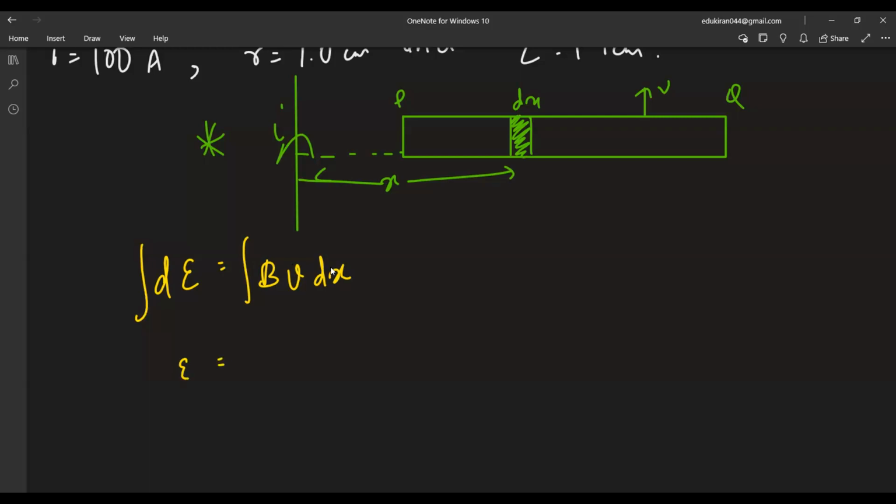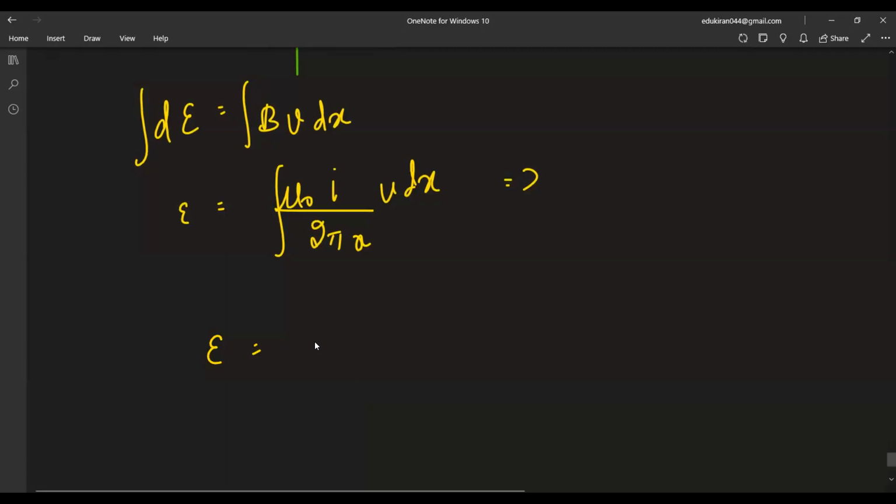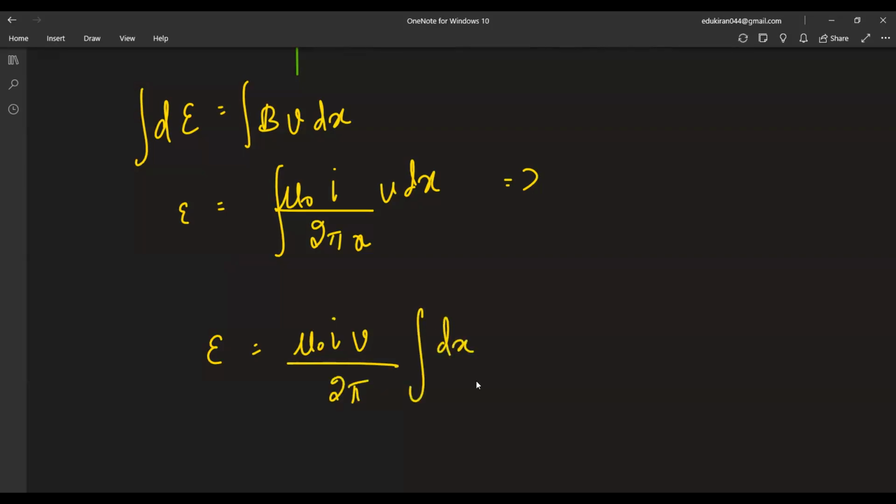Now, whenever we are talking about B, the magnetic field, you have to substitute the value mu naught I by 2 pi x, because this is not given in the question, right? Velocity is mentioned, magnetic field is not mentioned, a straight wire is given. So you have to draw it in that manner. Fine. Then you can write V dx and integrate it. Now see, the rest of the things are constant. Whenever you are integrating, you can write E equals mu naught I V by 2 pi, integral of dx over x.